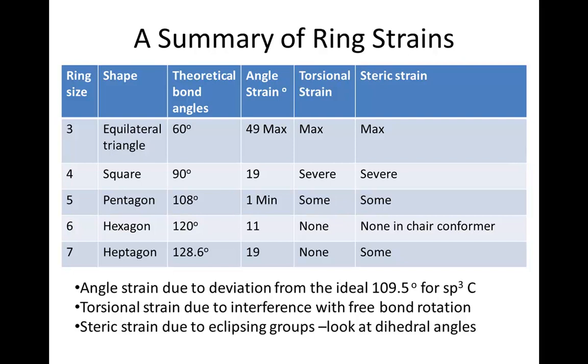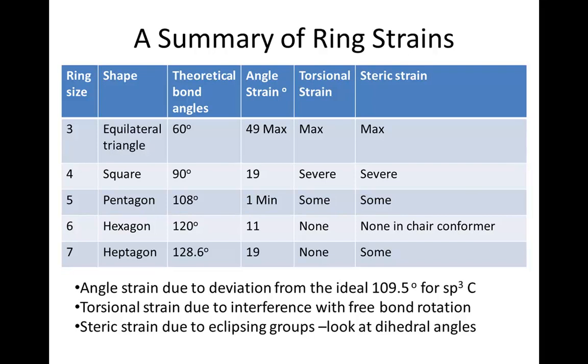Now, if you go to a square, the geometric square, the angles are 90 degrees. That's a difference of 19 from the ideal 109.5. And so it's still got a lot of angle strain. It's got a fair amount of torsional strain because it can't rotate the bonds much at all. And there's a lot of near eclipsing or total eclipsing going on, so the steric strain is also still pretty high.